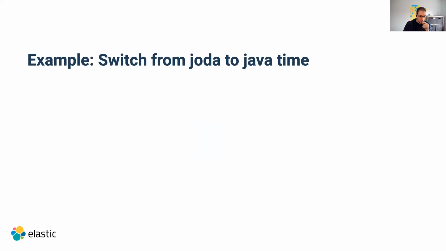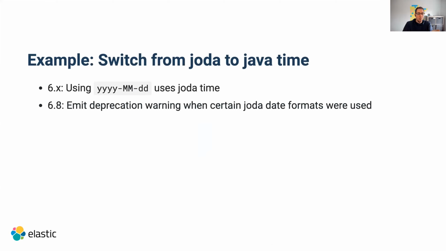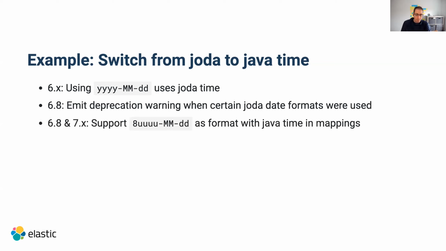So we had to work on that. And the switch from Joda to Java time is basically still ongoing. So in Elasticsearch 6, any date format uses Joda time. And when we found a Joda date format that basically was not compatible with the Java date format, we emitted a deprecation warning. And we added a new prefix starting with an 8 to tell the users, if you want to make sure you use Java time, which I think was introduced in Java 8, that's a reference, please use the date format for Java time with an 8 prefix.